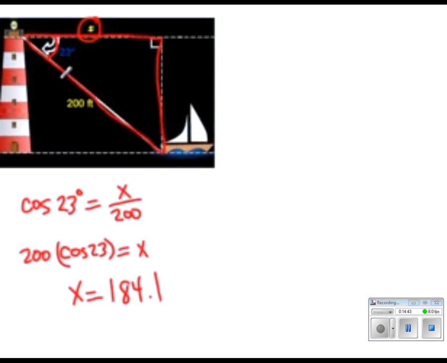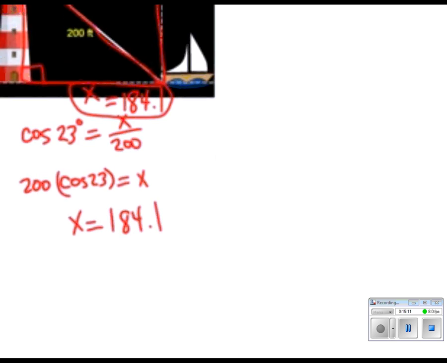184.1. So if we were looking at it in this way, and we could draw this triangle back down this way, that tells us this is x as well. So the sailboat is 184.1 feet away from the base of the lighthouse. And that is an applied problem, the way that we can solve if we're out in the sailboat. Of course, let's look at some more examples.